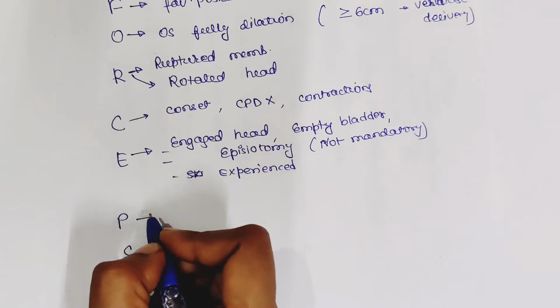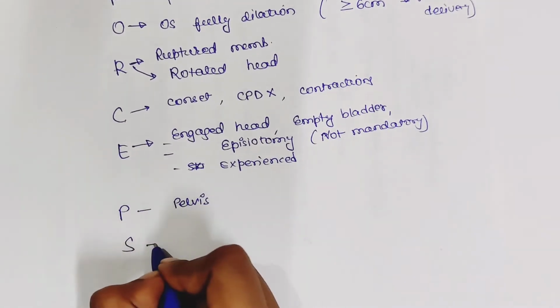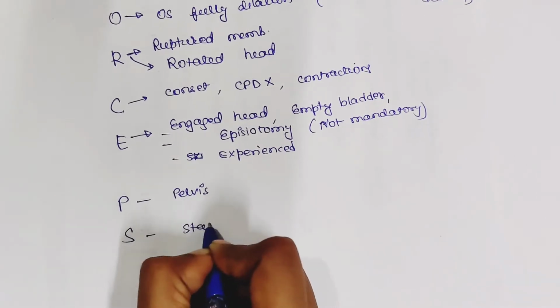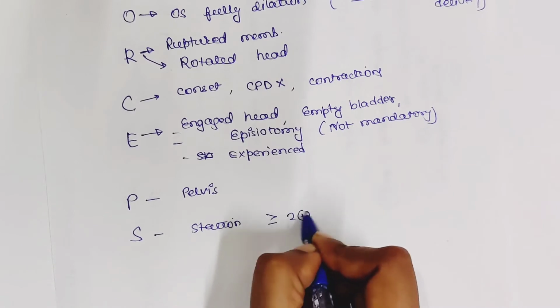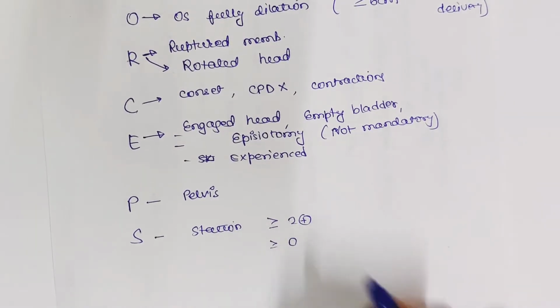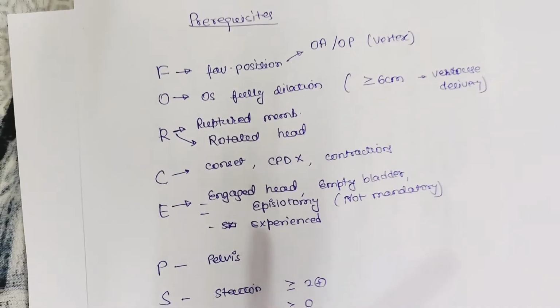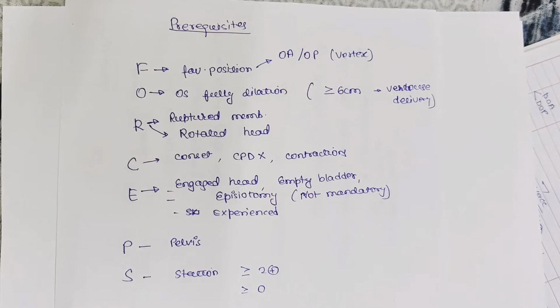P for pelvis should be adequate, and S for station should be favorable. It should be more than plus 2 favorably. It can also be applied after 0 station. So this is the prerequisites of instrumental delivery.